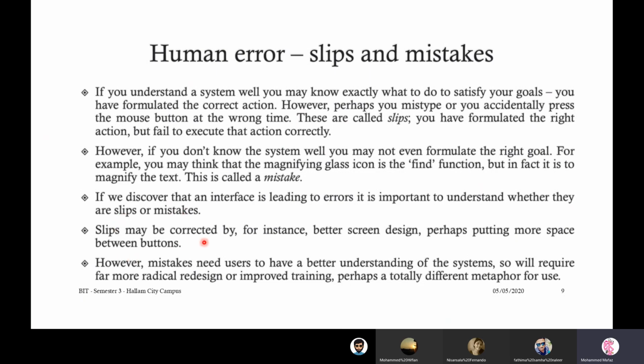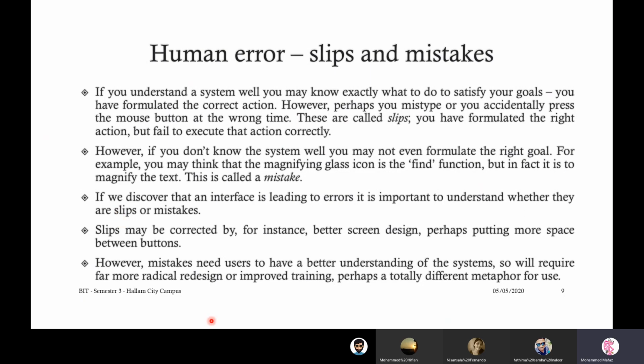So slips may be corrected by, for instance, better screen design, perhaps putting more space between buttons, right? There are certain UI things you can do to avoid slips. If you have two buttons together, there is a likelihood that with their mouse or finger they could click either side, and it could lead to a slip.